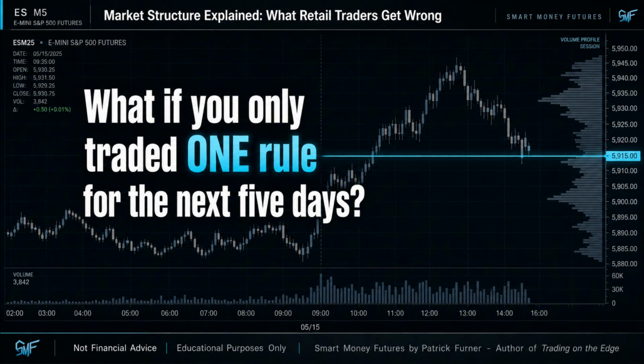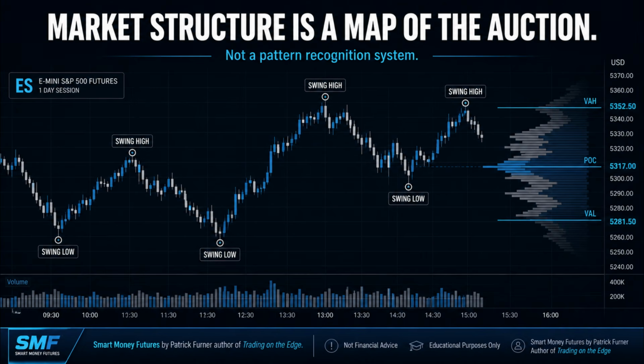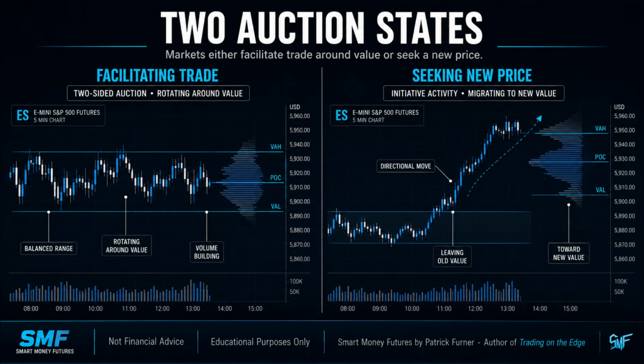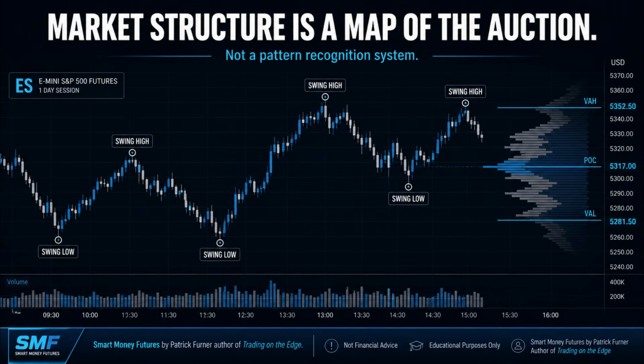So let me start with the correct definition. Market structure is not a pattern recognition system. It is a map of the auction process. In auction market theory, a market is always doing one of two things. It is facilitating trade, accepting price at a current location, building volume and distributing activity across a range, or it is seeking new price, moving directionally until it finds a location where the other side of the trade is willing to participate. Every swing high and swing low on your chart represents a location where the auction made a decision.